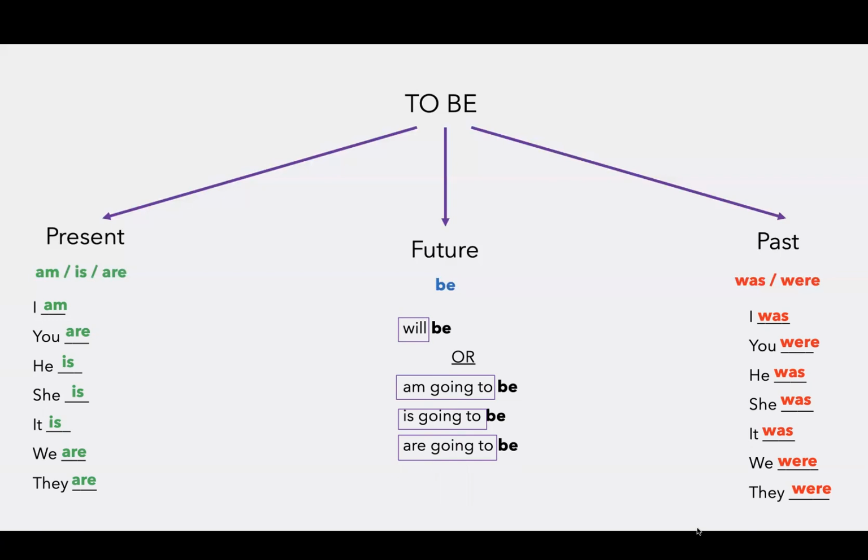But in the present form and in the past form, we don't use be as the verb be. Instead, we use the present forms, am, is, are, or the past forms, was or were. But when it comes to future tense usage, we use be as it appears, will be, or be going to be, like am, is, are going to be. So let's move on.